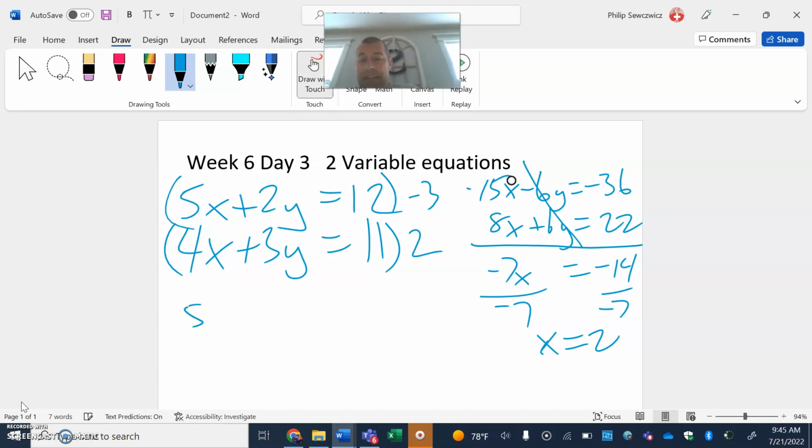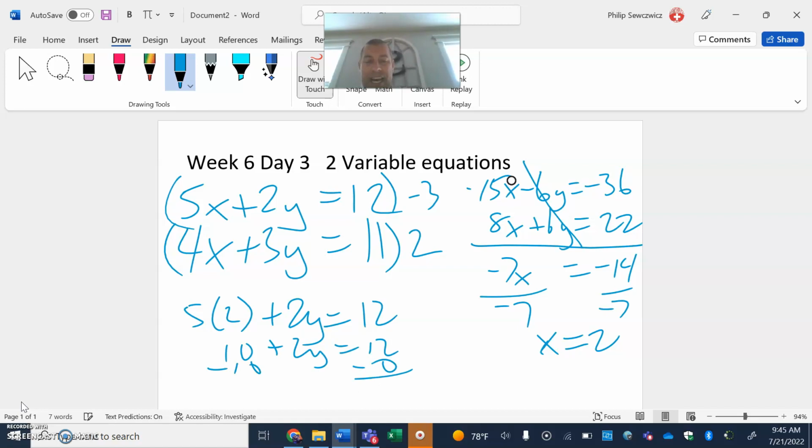So 5 times 2 plus 2y equals 12, and we'll solve. So 10 plus 2y equals 12. Let's subtract our 10 from both sides. Hey, there we go. 2y equals 2. Divide, and y equals 1.